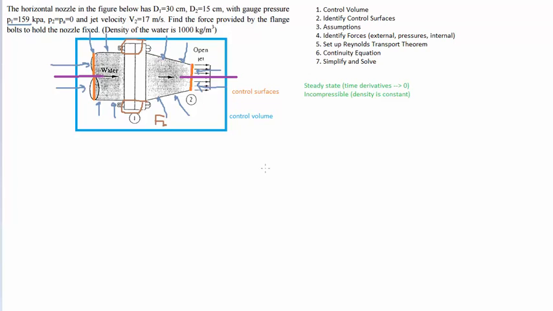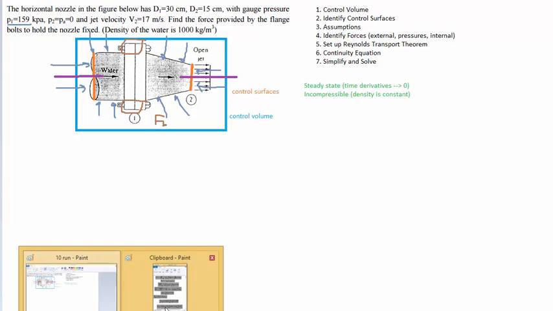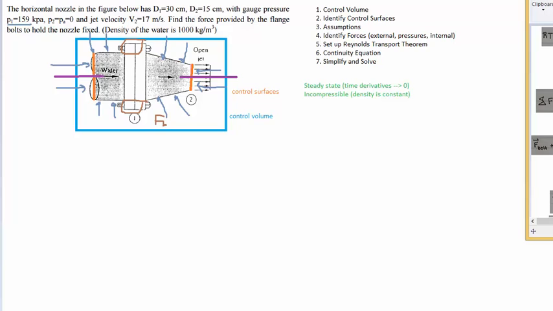Okay, so after we've done all this setup stuff, we could actually start thinking about solving the Reynolds transport theorem for linear momentum. So the first thing we should do is look at the definition of Reynolds transport theorem.